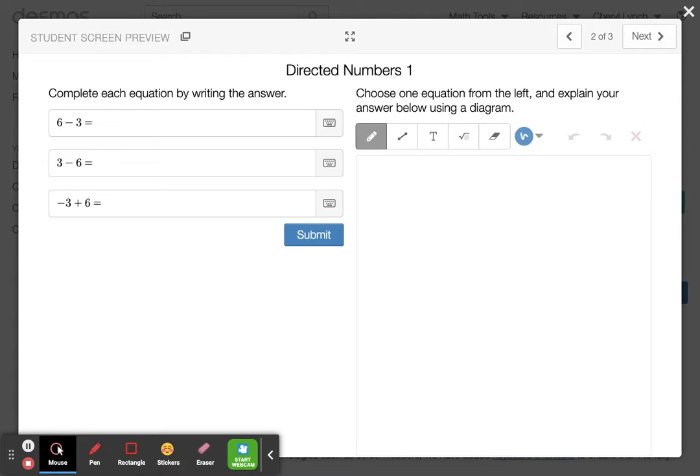Hi, good morning. This is to help support you with your Desmos matching homework for 7.4, slide number 2 and 3. So first thing we're going to do is complete each one of these equations.